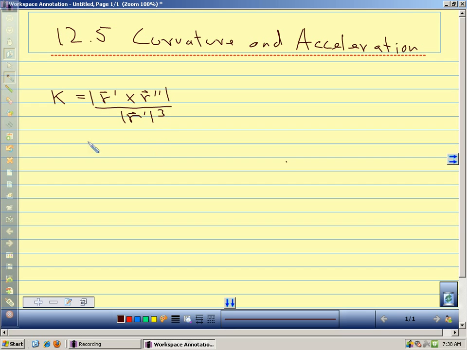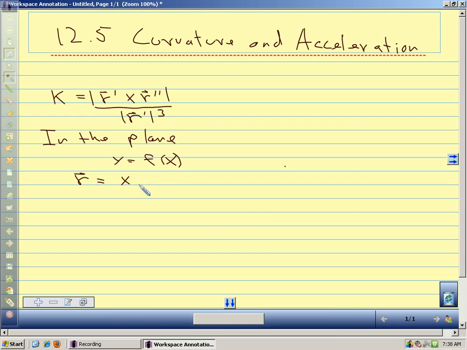If we're in rectangular coordinates in the plane, and we have a curve y equals f of x, we can write this as a vector-valued function by saying that r is x i plus f of x j. And I'm just going to add my 0 k. So we're in the plane, so we don't have a k component. We're going to calculate our curvature in the plane and come up with an expression that's a little easier to work with than this one if we have just two components of our vector.